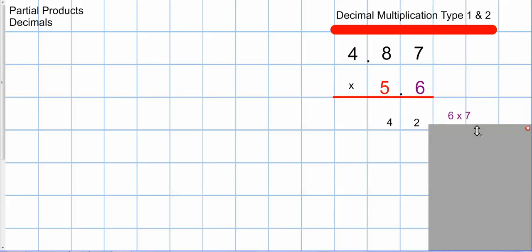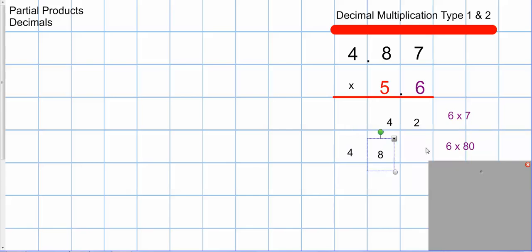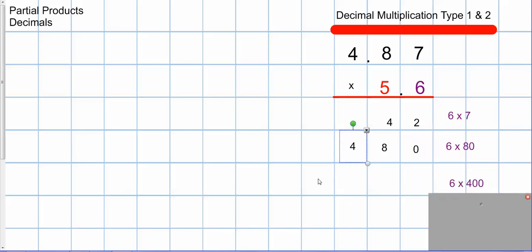Okay. Next, I have 6 times 80, which gives me 480, because 6 times 8 is 48. Then I add a 0 at the end. Moving along, I'm going to have 6 times 400, which gives me 2,400. So I'm done with the 6s.